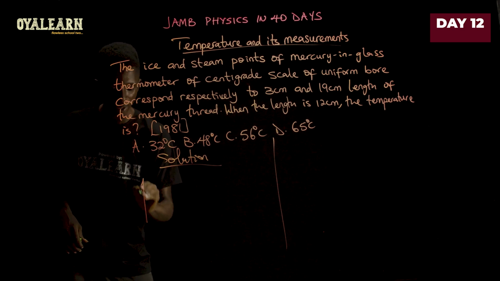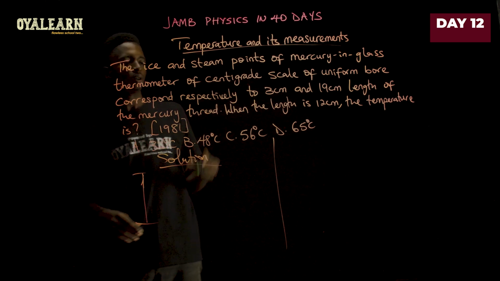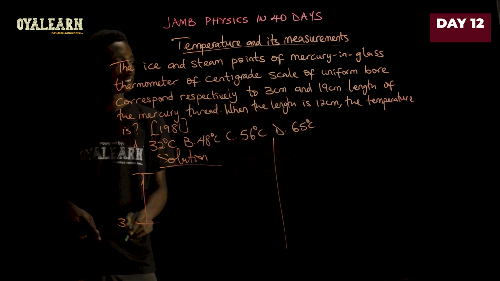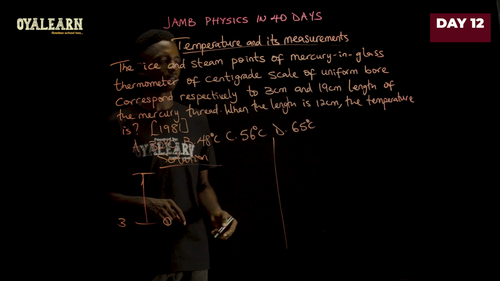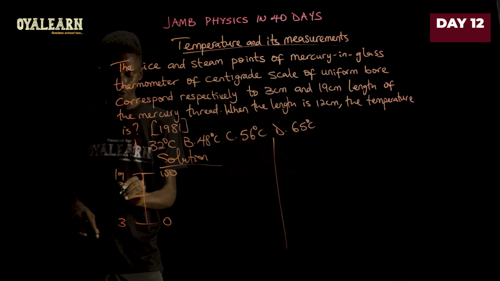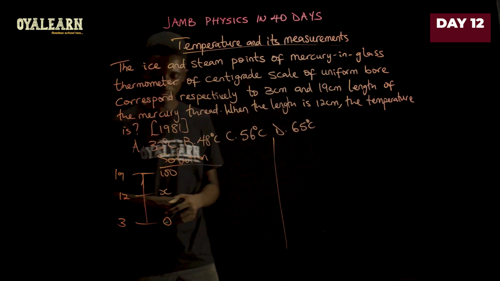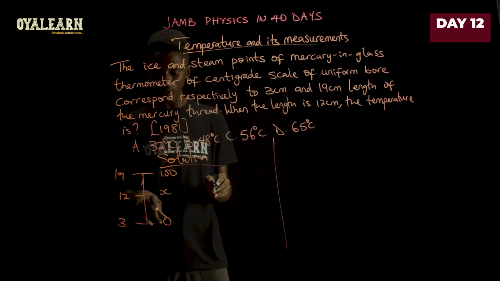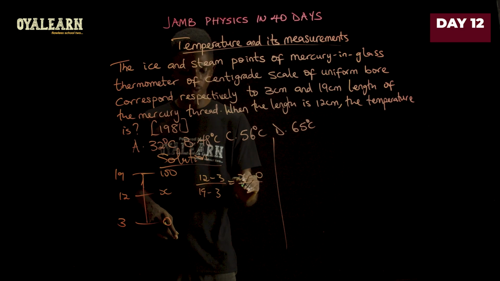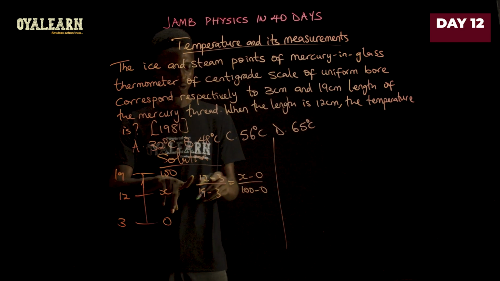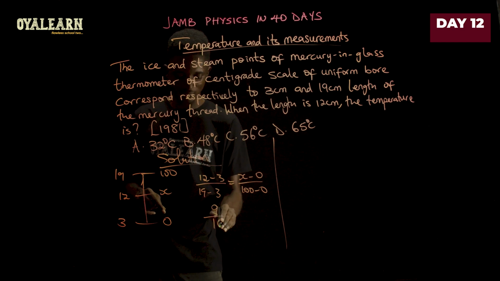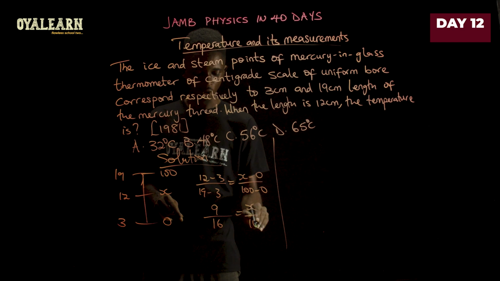What we're going to do is compare the length with the Celsius scale now. For the length at ice point, we have 3, and that will correspond with 0 on the Celsius scale. And 19 here will correspond to 100 here. And then we have to find that for 12. So when this is 12, what will be the value on the Celsius scale? To apply this, the ratio would be 12 minus 3 over 19 minus 3 equals x minus 0 over 100 minus 0. From here, 12 minus 3 gives us 9 over 19 minus 3, which gives us 16. So this equals x over 100.